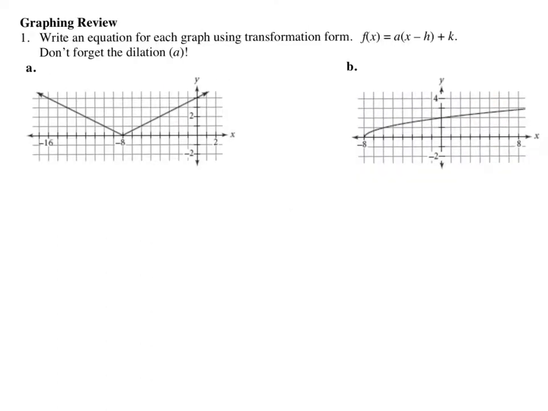So now if you have a graph and you have to write the equation for it, then you just need to write what you know. So let's look at this one, for instance. Right here we know this is absolute value, so it's y equals a times the absolute value of x minus h, plus k, and we know our locator point is going to be negative 8, 0. So we're going to plug that in.